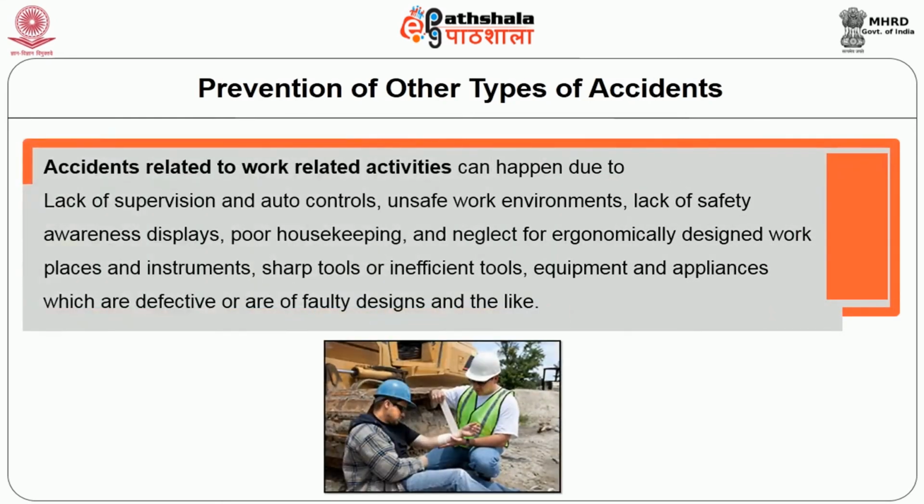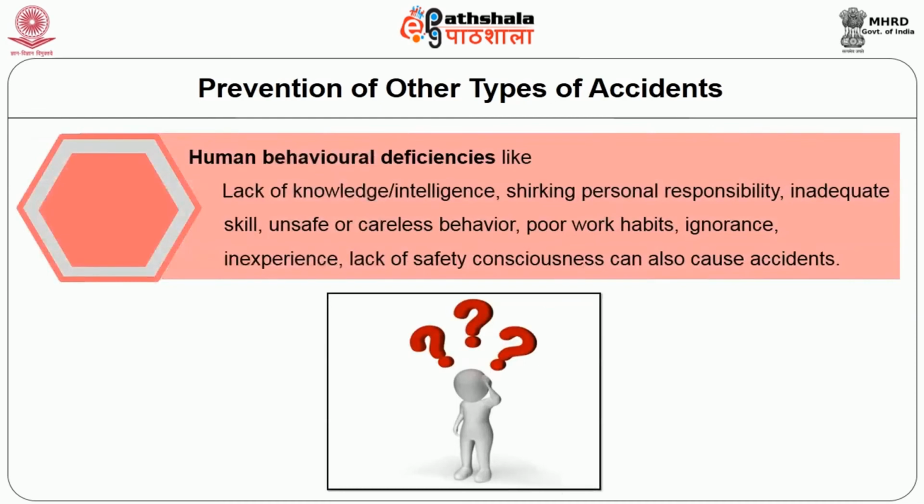Accidents related to work activities can happen due to lack of supervision and auto controls, unsafe work environments, lack of safety awareness displays, poor housekeeping, and neglect of ergonomically designed workplaces and instruments, sharp tools or inefficient tools, equipment and appliances which are defective or are of faulty designs and the like. Human behavioral deficiencies like lack of knowledge, intelligence, shirking responsibility, inadequate skill, unsafe or careless behavior, poor work habits, ignorance, inexperience, lack of safety consciousness can also cause accidents.